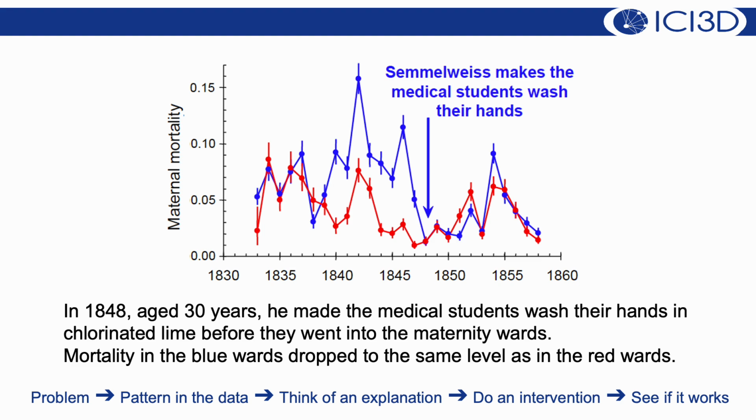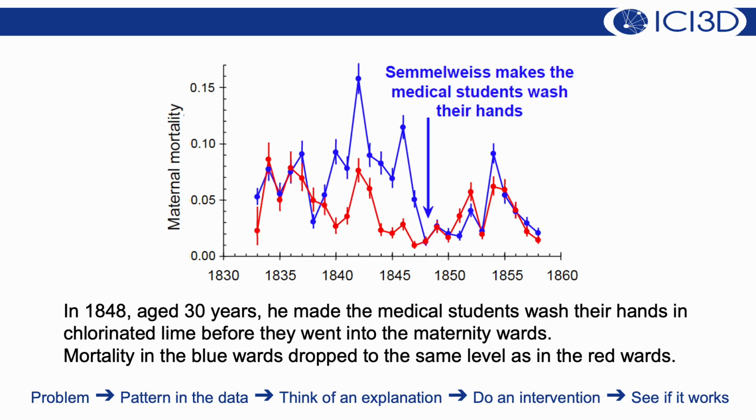And what he found was, hallelujah, that the mortality, as you can see now with the blue lines and dots, basically dropped until it was the same sort of level as was seen amongst the women whose babies were delivered by midwives. Okay, so what Semmelweis has done, he hasn't done any mathematics. We'll talk about this in just a minute.